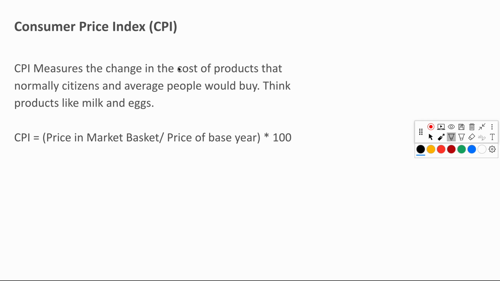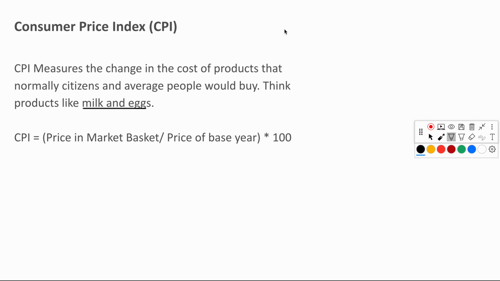Now let's talk about inflation. Inflation is just a general increase in prices. The CPI tries to measure this for average goods a normal person would buy. So think eggs, milk, bread, normal things people would buy. You wouldn't include a military tank in CPI. You would include stuff that you and I can buy with our average incomes. And it's a simple percent change problem: price of the market basket divided by price of the base year times 100.